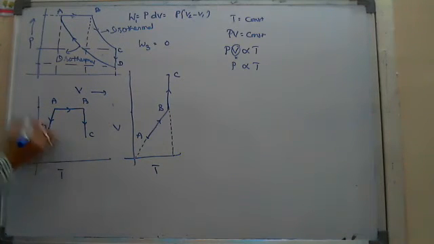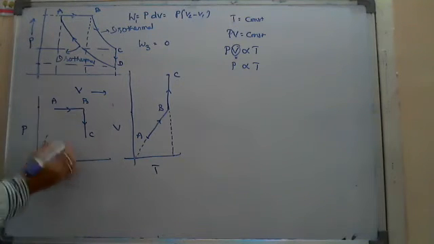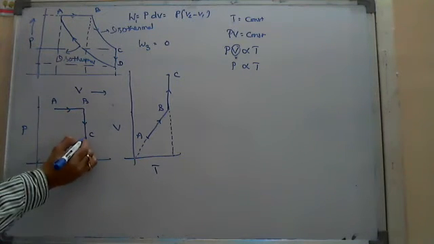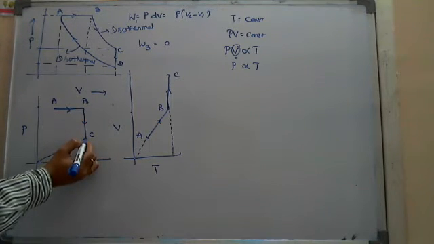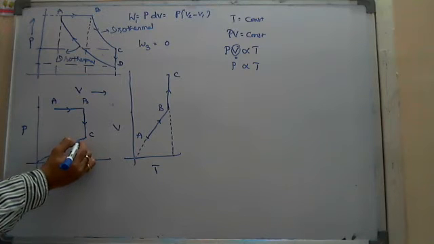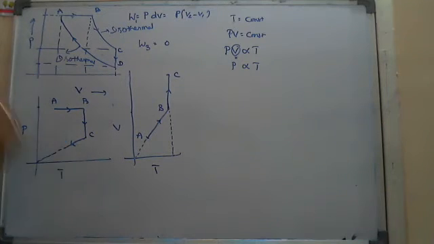Okay, this is from C to D, sorry. From C to D, it is a straight line passing through the origin. C to D, pressure decreases. So the pressure value should decrease, like in one graph. I will get it like this.